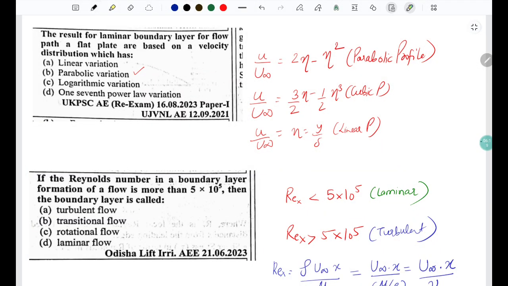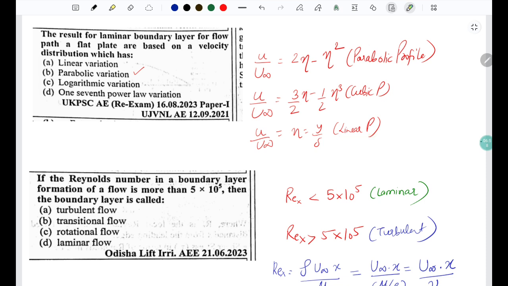Then come these two questions, which say the result for laminar boundary layer flow over a flat plate is based on the velocity distribution, which is linear: no, parabolic: yes, logarithmic: no, 1/7 power: no, that comes in the turbulent. So the correct answer is parabolic variation. So one must know that Blasius had many profiles for different cases, out of which the standard ones were the parabolic profile given by the ratio u by u infinity equals 2 eta minus eta square, then the cubic profile 3 by 2 eta minus 1 by 2 eta cube, and the linear profile.